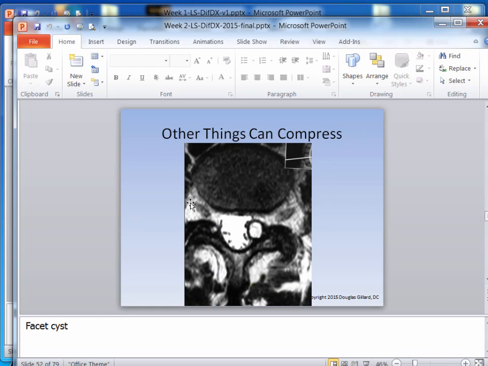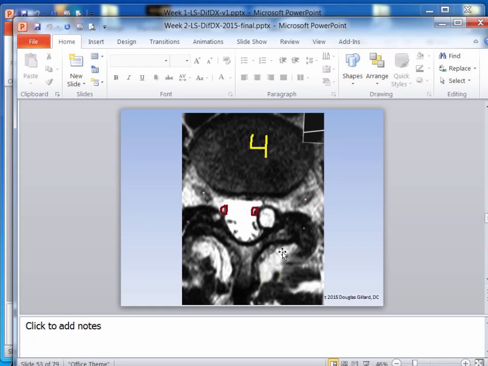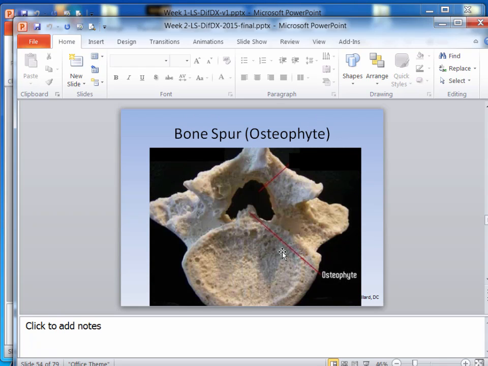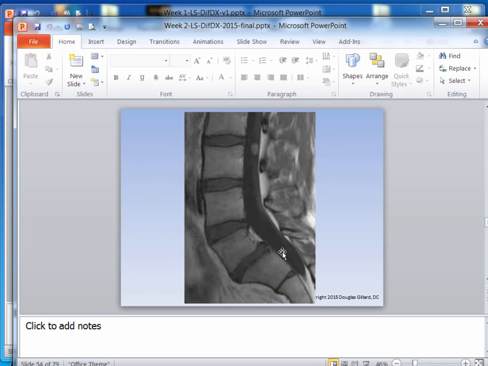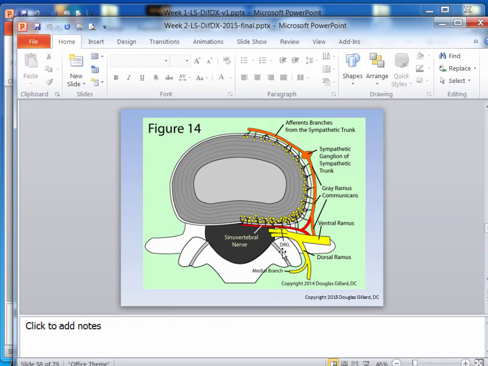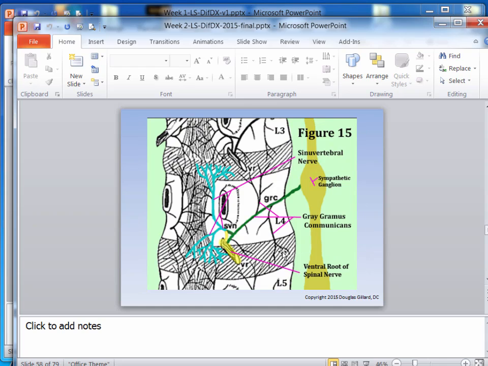Disc herniation. Did we talk about that? That's a facet cyst. It comes right off the facet joint like a ganglion cyst. Have to drain it or surgically remove it. There's a bone spur causing stenosis. Don't worry about that. You know the wiring we talked about.